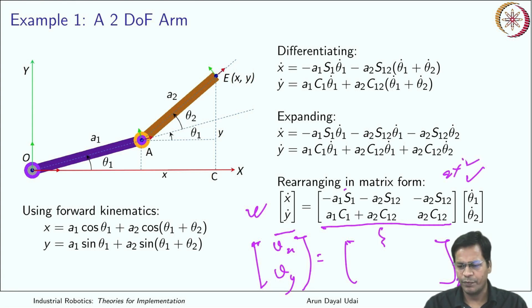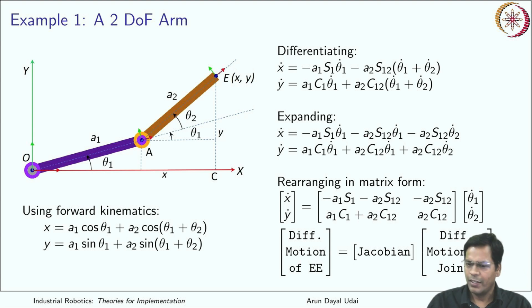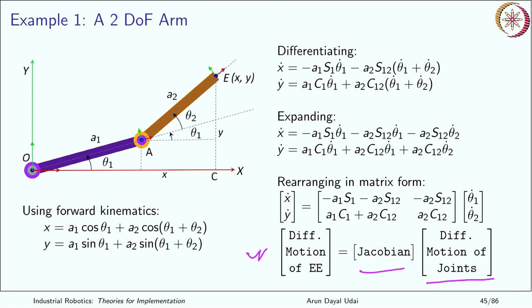Okay, if you have more than 2 variables as input, this matrix will take shape accordingly. The output, in the case of a planar robot like this, is just x rate and y rate, so it is exactly this. We call this the differential motion of the end effector, related by the Jacobian to the differential motion of the joints. Okay, and both of them are related by the Jacobian. Got it? So this is what we are looking for.